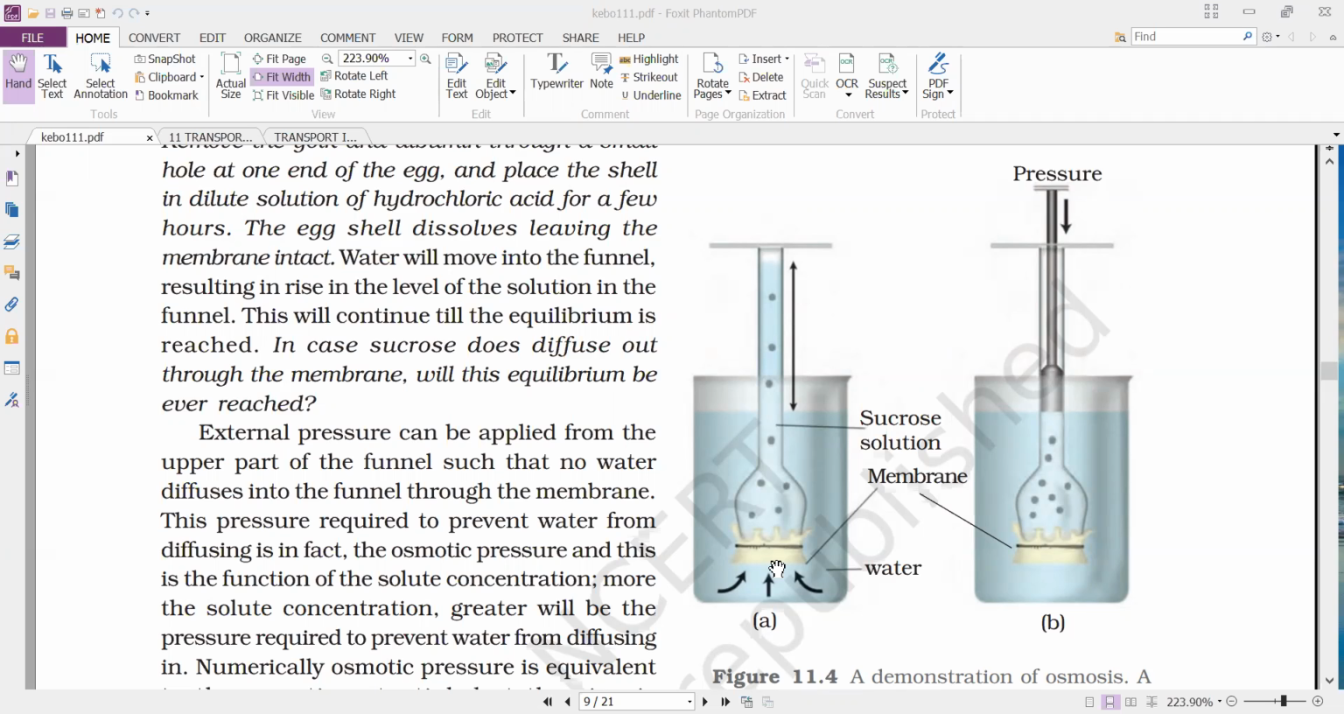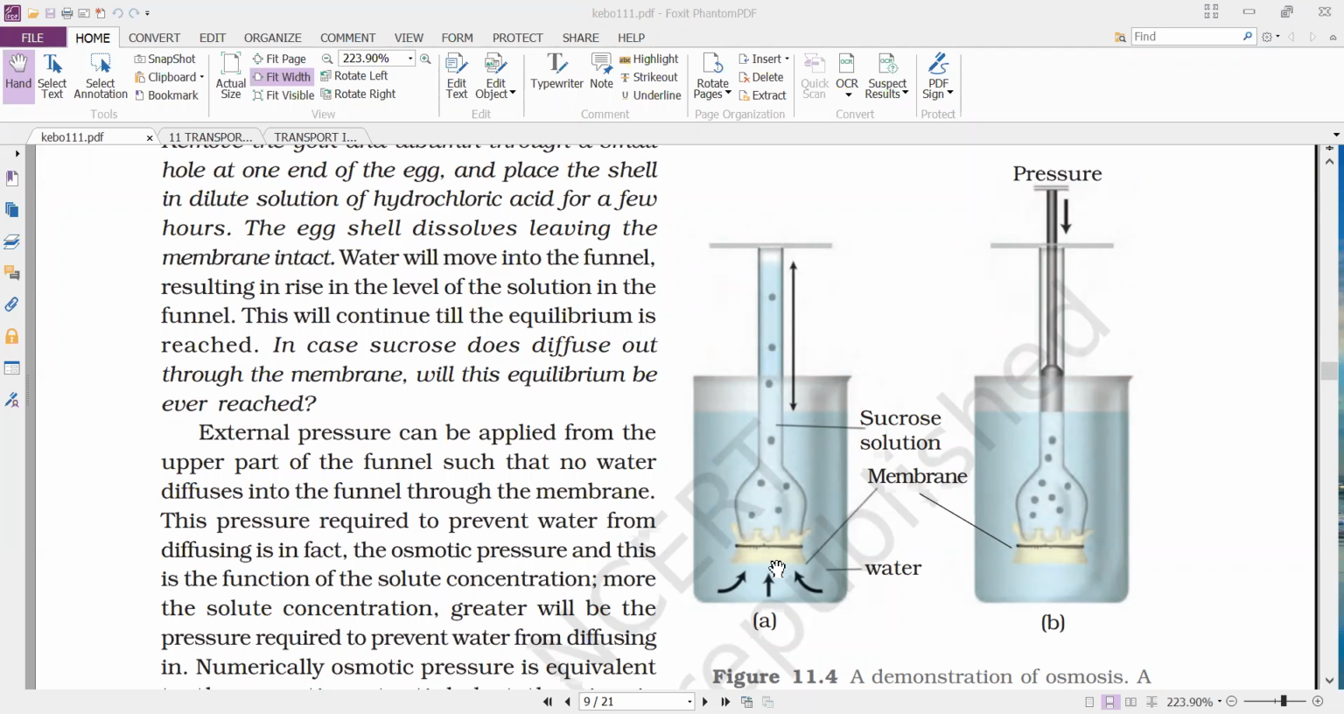So, in this condition, equilibrium is never attained. Continuously, the water will enter from the beaker into the thistle funnel through the membrane. In this condition, we never observe attainment of equilibrium, because the sugar molecules are not passing through the membrane and entering into the beaker; only the water molecules are allowed to pass through that membrane.